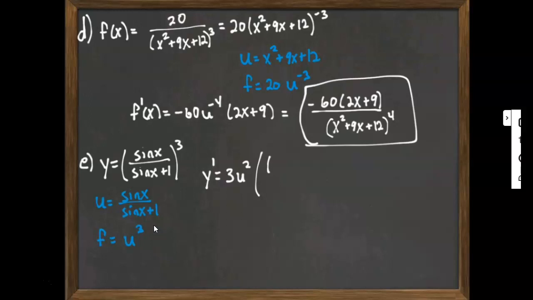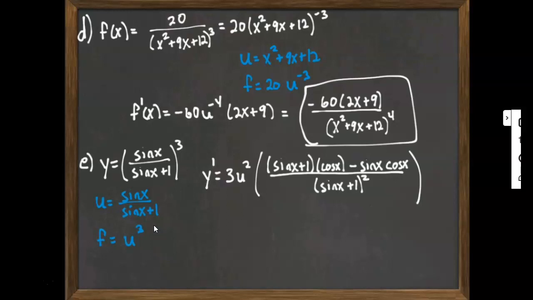So that's going to be the bottom there, sine x plus 1 times the derivative of the top, the derivative of sine, which is cosine x, minus the top, sine x, times the derivative of the bottom, which would be cosine x. And then that's all going to be divided by the bottom function squared, sine x plus 1 quantity squared. All right.